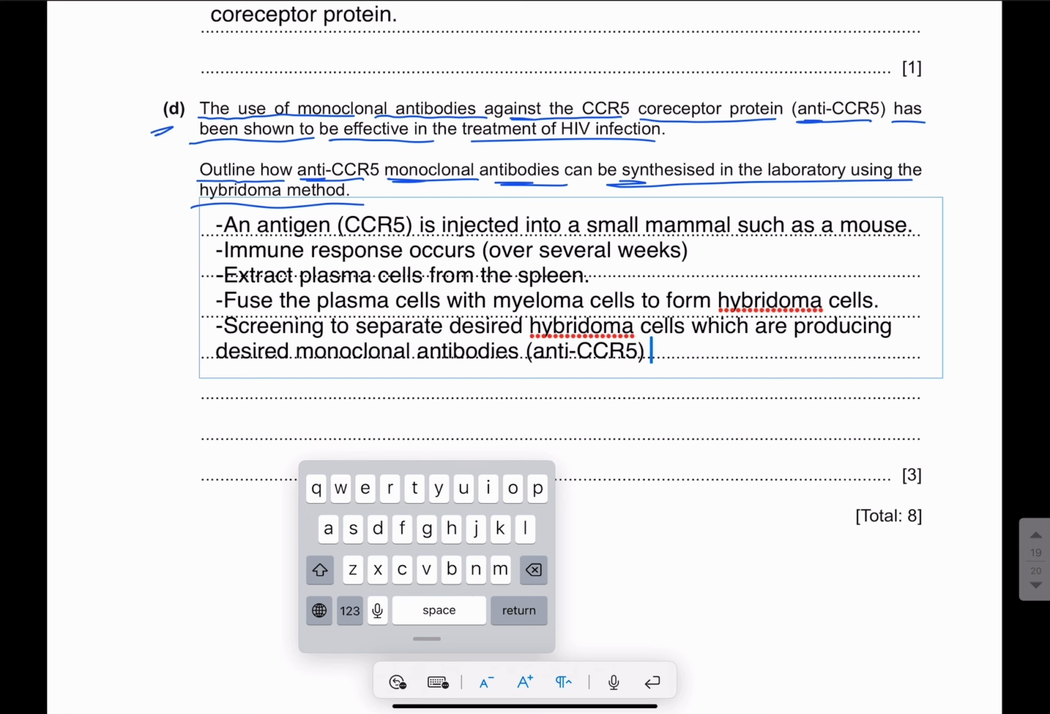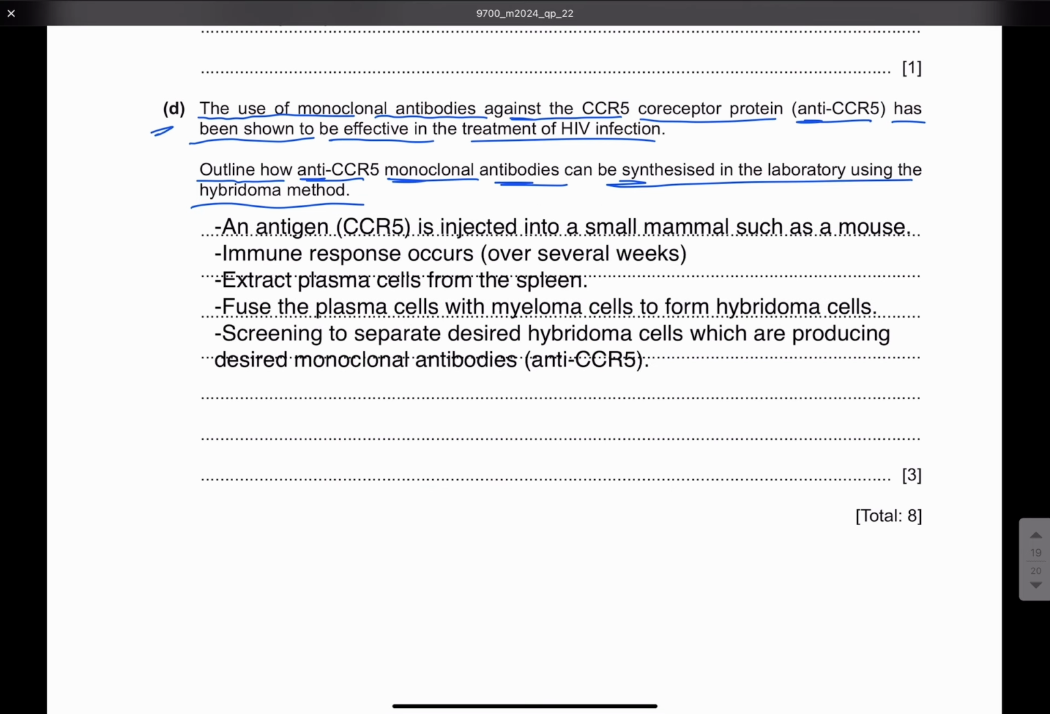Anti-CCR5. So guys, what is the purpose of the fusion of plasma cells with myeloma cells? Plasma cells cannot divide. However, myeloma cells can divide. So when we fuse plasma cells and myeloma cells, a hybridoma cell is formed which can secrete antibodies like a plasma cell and which can also divide like a myeloma cell. So we want the cell division so that a lot of cells can be produced and that they can produce a lot of monoclonal antibodies, right?